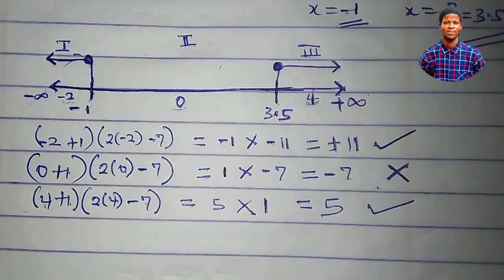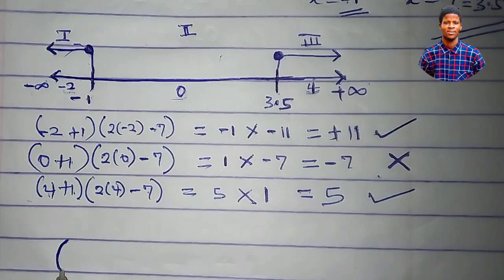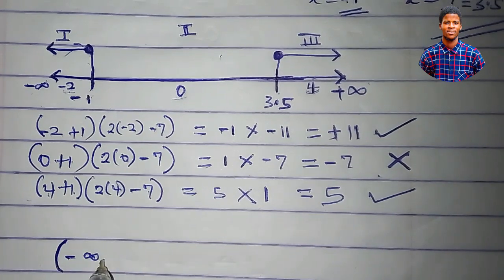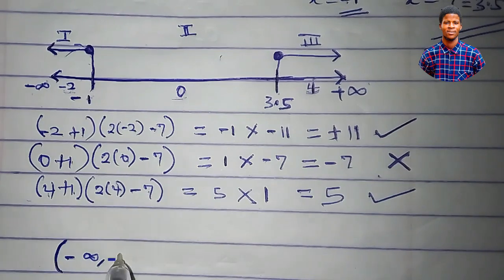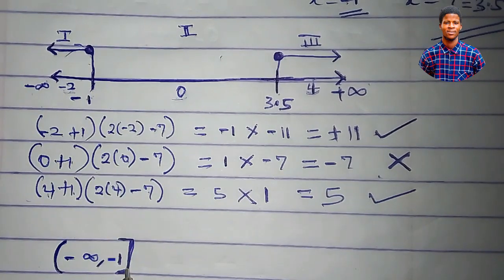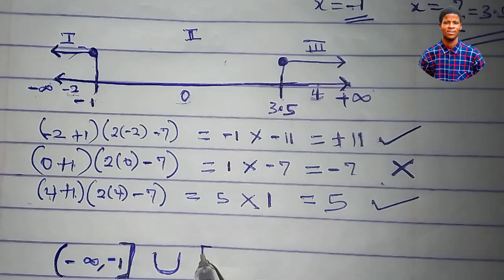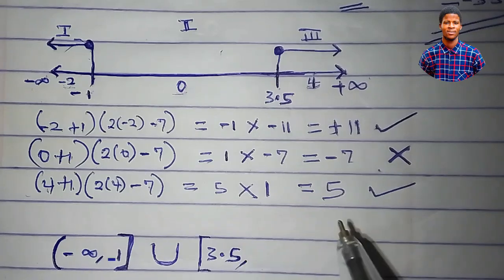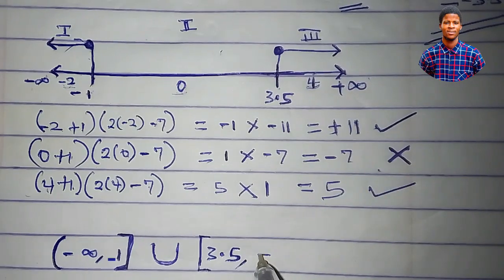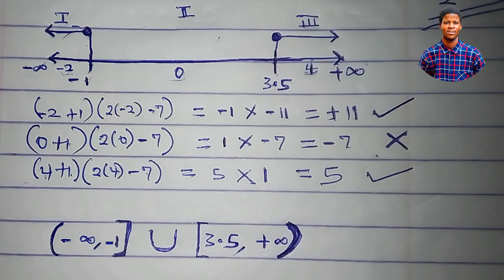So to write this solution set, I'll use this bracket, negative infinity, comma, minus 1. I won't use this bracket to enclose it. I'm going to use this. This bracket shows that minus 1 is part of the set. Union, 3.5 is part of the set. So I will use this. 3.5, comma, positive infinity. Positive infinity, use a small bracket. This is it for quadratic inequalities.